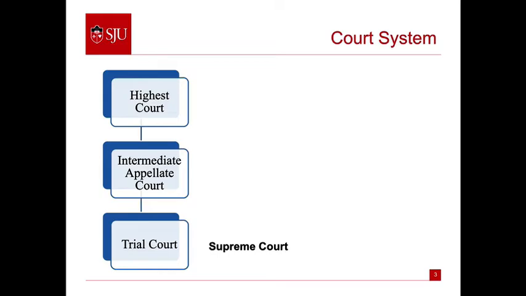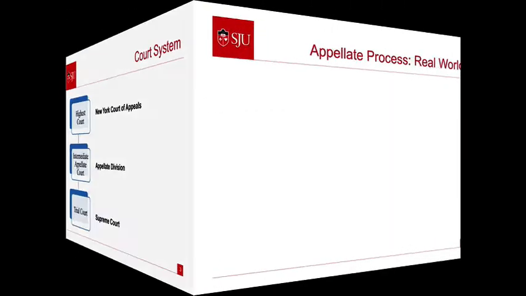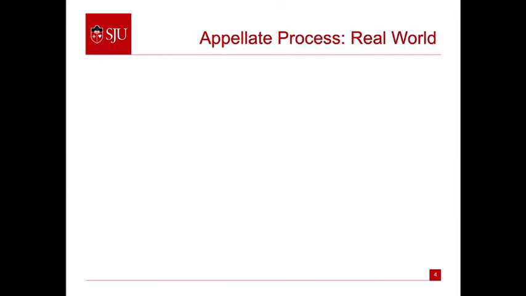In New York, we have a little bit of a different system. We start off at the Supreme Court, then go to the Appellate Division in most cases, and then the New York Court of Appeals. This is important in order to understand appellate process, particularly in the real world. In the real world, an appeal always starts with something happening at the trial level. There's perhaps a hearing, or there's a motion for summary judgment, or there's even a full trial.